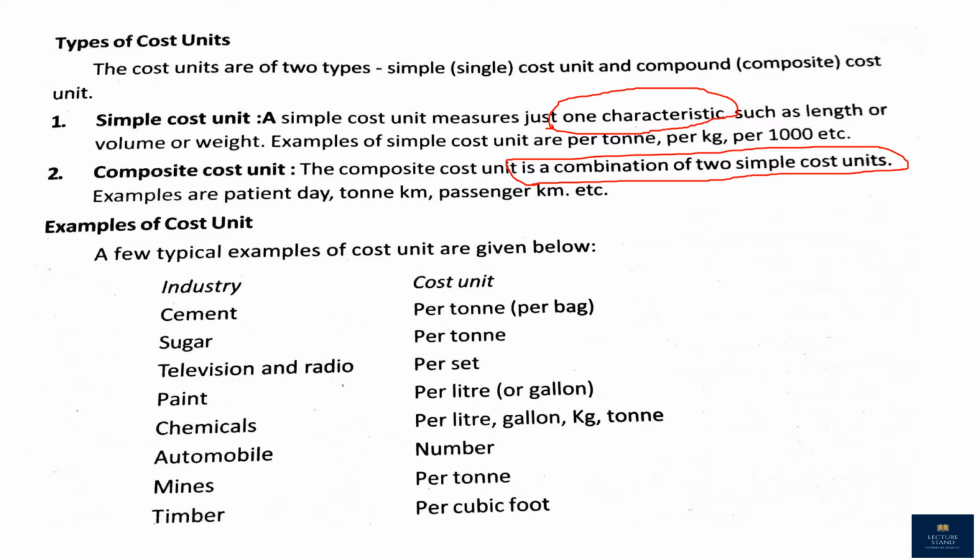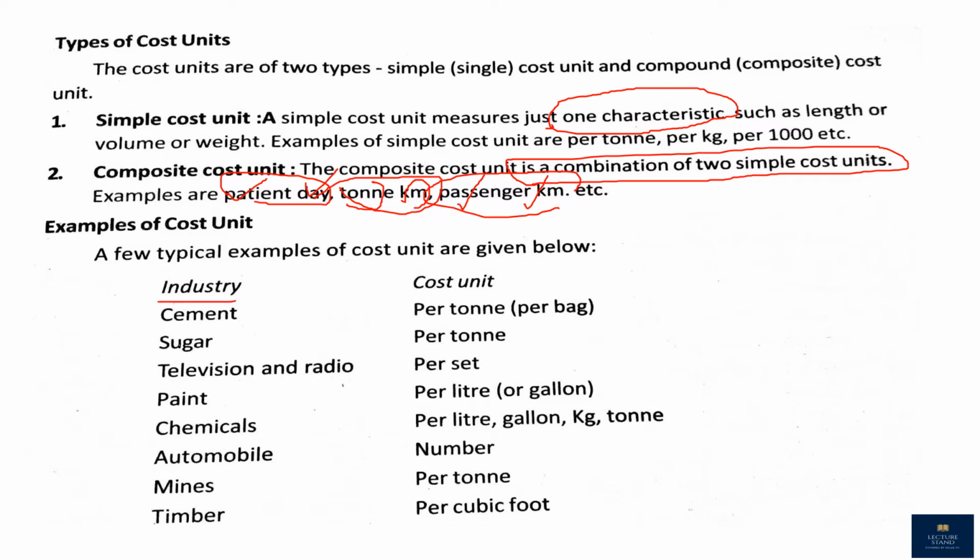Example, 10 kilometer. 10 is a simple cost unit and kilometer is another simple cost unit. The combination of these units is a composite cost unit. Passenger kilometer: passenger is a simple cost unit and kilometer is another cost unit. It is a combination. Patient day: patient is a cost unit and day is another cost unit. It is a combination, that is a composite cost unit. Okay, we can check some examples of cost unit.